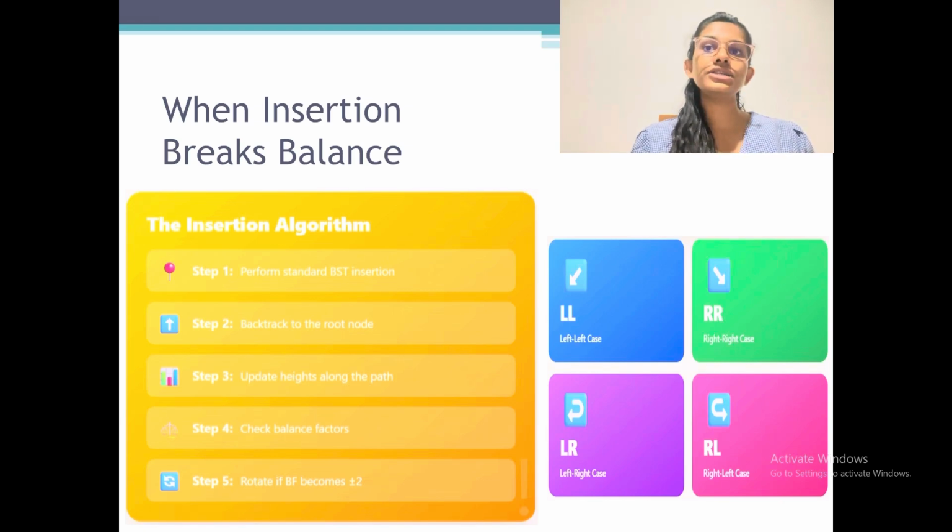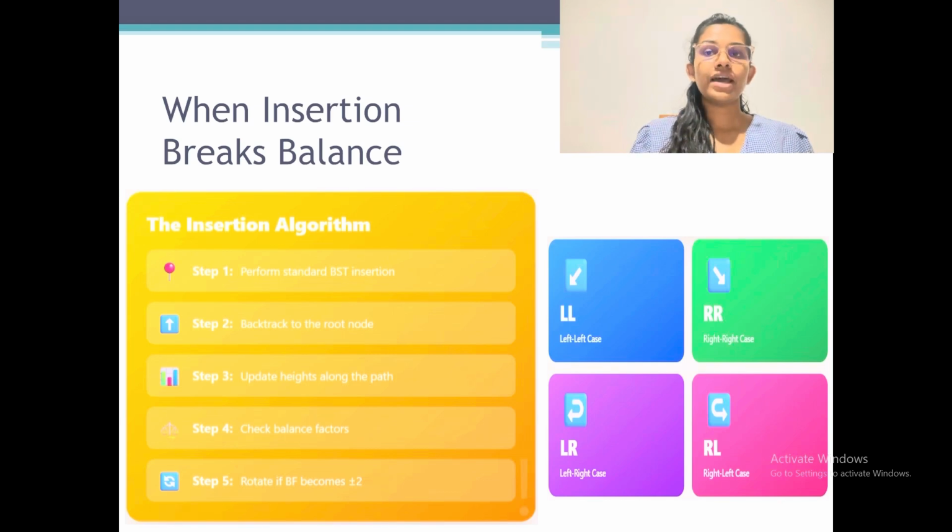However, this insertion can affect the heights of nodes along the path from the root down to where we inserted. As we insert and then backtrack up the tree, we need to update the height of each ancestor node and check its balance factor. Here's where problems can occur. Adding a new node might increase the height of a subtree and cause an ancestor node's balance factor to be 2 or -2. When this happens, we have 4 possible cases of imbalance.